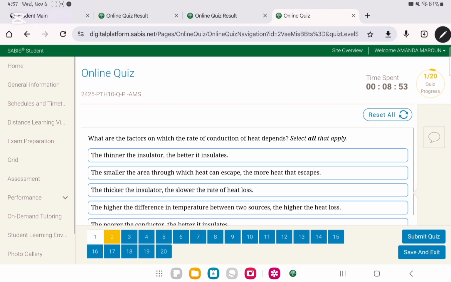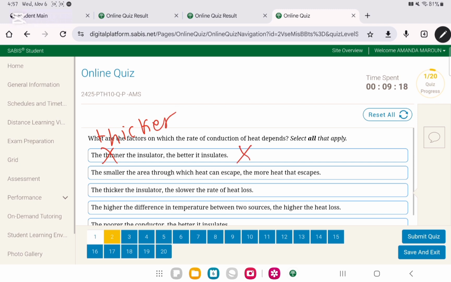What are the factors on which the rate of conduction of heat depends? Let's read the options together. The thinner the insulator, the better it insulates? No, think of it like this. If it insulates well, then it's an insulator and you need more of it. So it's not going to be thinner, it's going to be thicker. Okay, the first one is wrong.